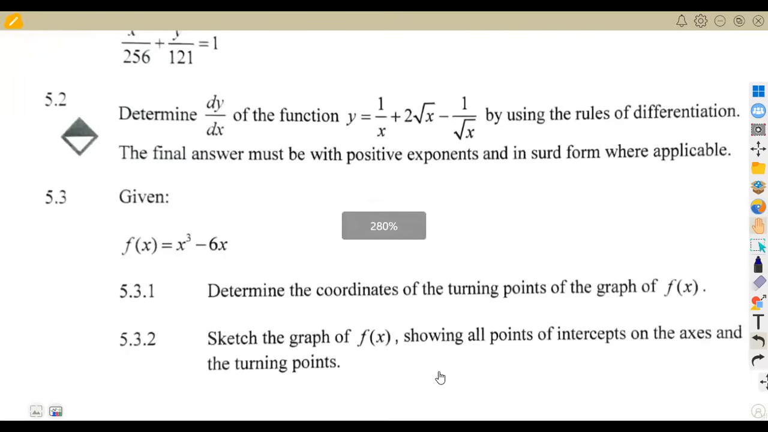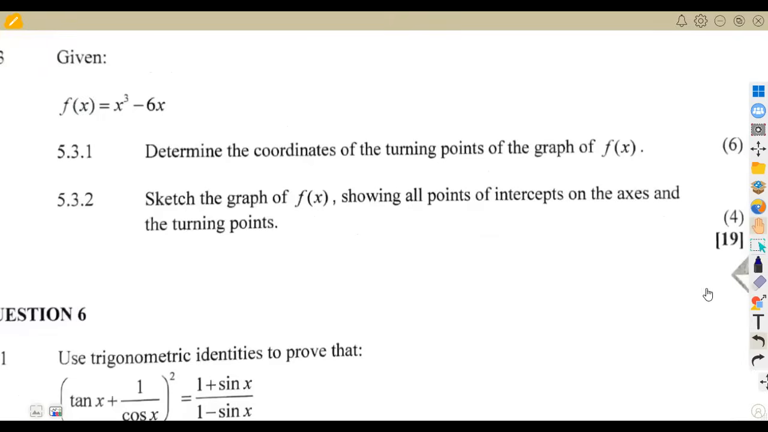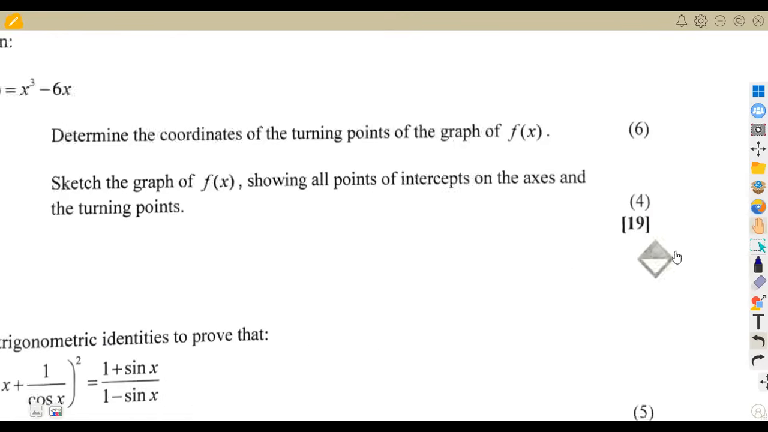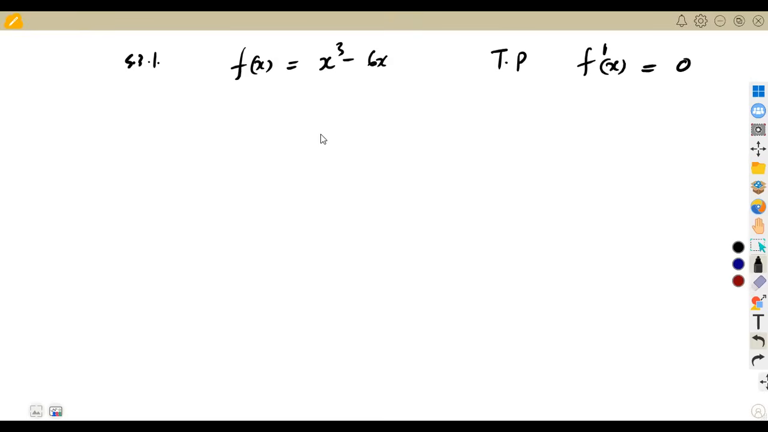Then 5.3, determine, given this function, we are asked to determine the coordinates of the turning point of f of x. So remember, for the coordinates of the turning point, it follows that the first derivative must be equal to 0. We are given f of x equals x to the exponent of 3 minus 6x. And at any turning point, the first derivative with respect to x must be equal to 0.